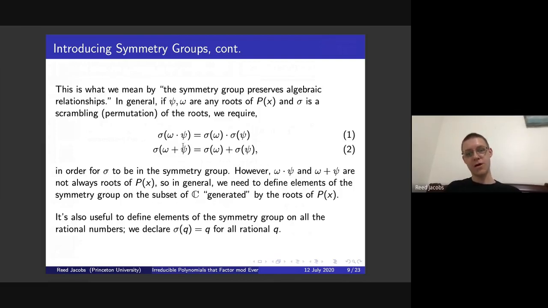However, there's a problem here. It's not always the case that the product of roots of a polynomial will again be a root of that polynomial. Similarly, the sum might also not be a root of that polynomial. That means that we need to define these elements of the symmetry group as functions. We have to define them on some bigger set. In particular, in order for asking for these to be true to even make sense, we have to take the roots of a polynomial along with all possible sums and products you can get from those roots.